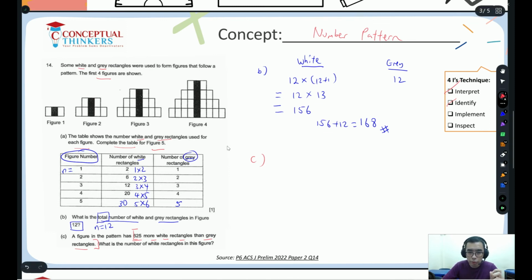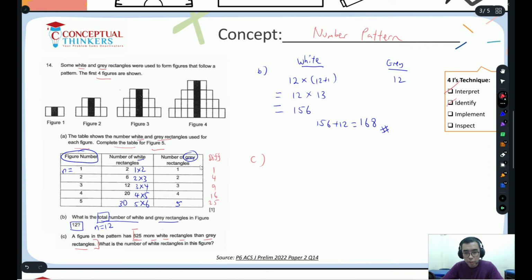So the first thing I will do is I will go back to the table, I look at the difference. Okay, so we have 2 minus 1, that will give me 1. Then 6 minus 2 will give me 4. 12 minus 3 will give me 9. Then 20 minus 4 will give me 16. 30 minus 5 give me 25.